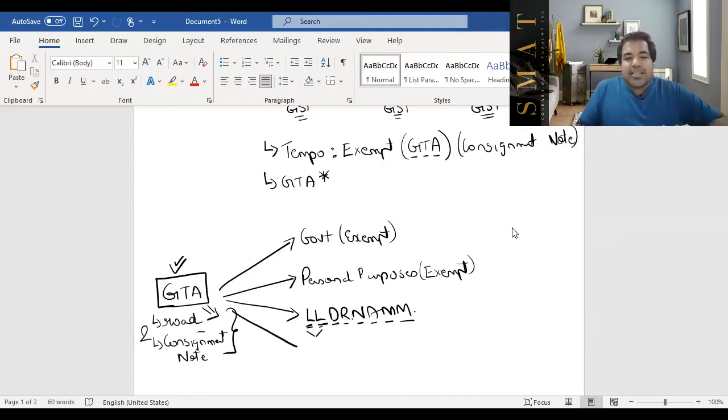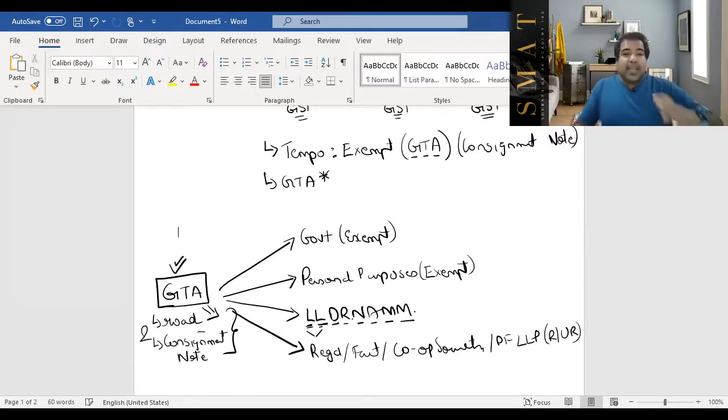But other than that, guys, if they transport goods of any other entity, any other registered entity, any factory, any cooperative society, or any partnership firm, LLP, whether registered or unregistered, both of these, then in that case, there will be GST. So only in this last case, there will be GST. So that's what goods transport is, guys.